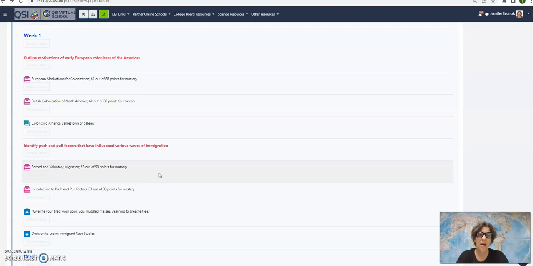And then, of course, much of the American experience was voluntary migration. So we will look at where the push and pull factors related to the different waves of immigration in that activity. And then we'll look more particularly at what push and pull factors are here. And then I have an activity designed particularly on the Statue of Liberty.